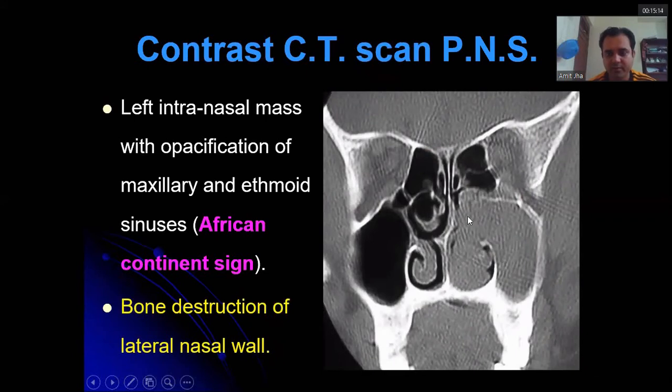So roughly, on the map of Africa, the Sahara is somewhere here, and you have Morocco here, Gibraltar is around here, and this is the sub-Saharan Africa, like Botswana, South Africa, Kalahari Desert, they are all here. So this looks like Africa, and there is bone destruction of the lateral nasal wall. Because it is the intermediate type, it is not only limited to the mucosa, it will be causing bony erosion and destruction.